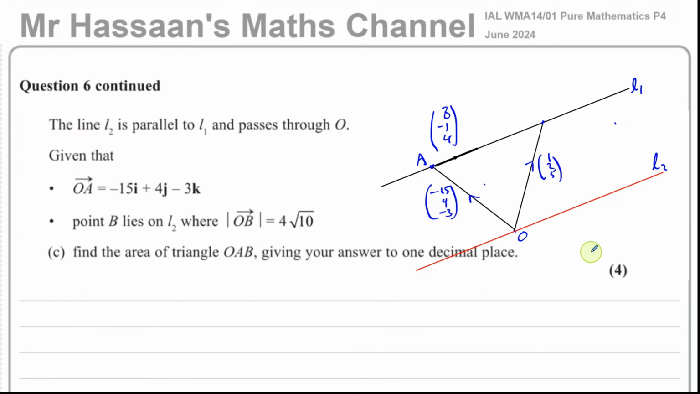It says here, O to B, and point B lies somewhere on line 2, where O to B is 4 root 10. So let's say B is over here, and this length here is 4 root 10. We've got to find the area of the triangle OAB. So I'm going to join a line.